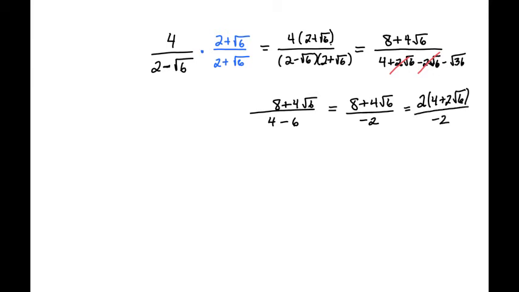And when I do that, I'll have a common factor of 2 in the denominator and numerator, so they drop out. So that leaves me with 4 plus 2 root 6 over negative 1. And we'll just write that as minus 4 minus 2 root 6.